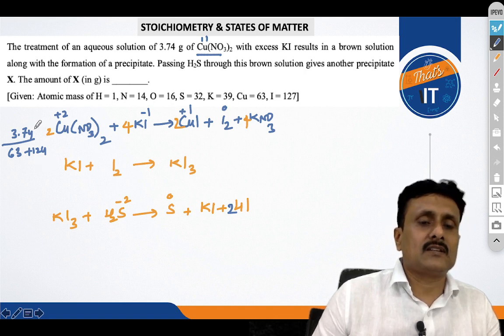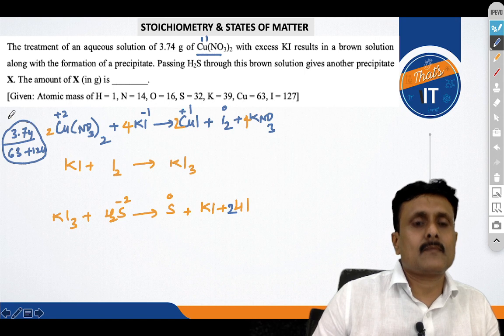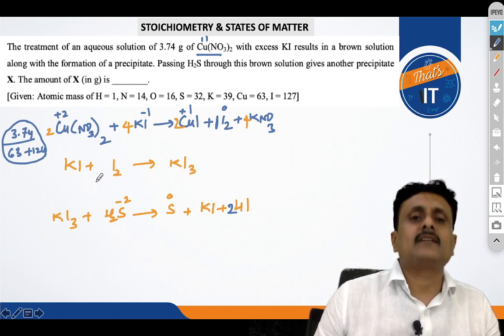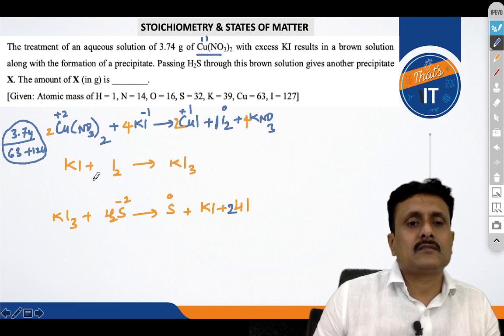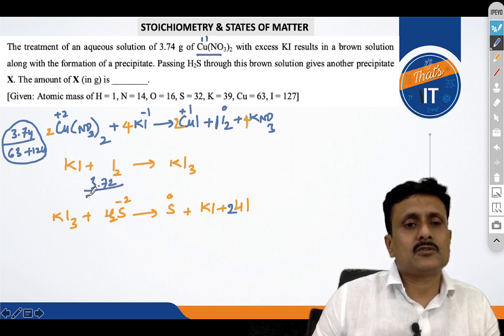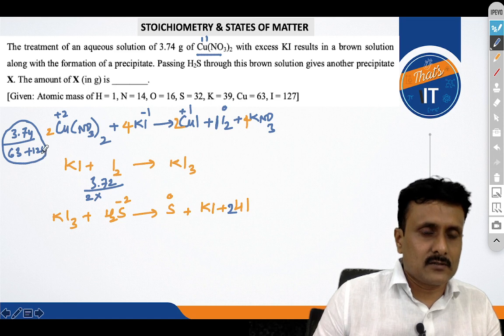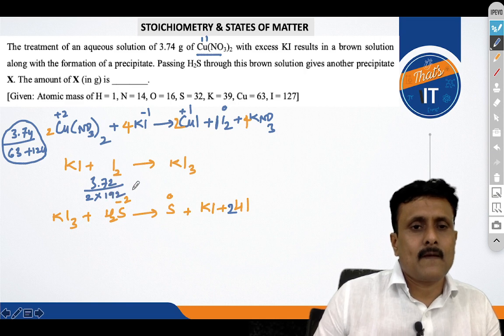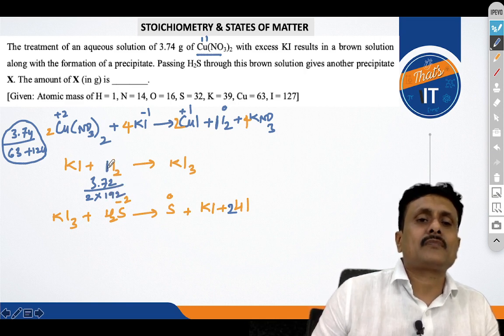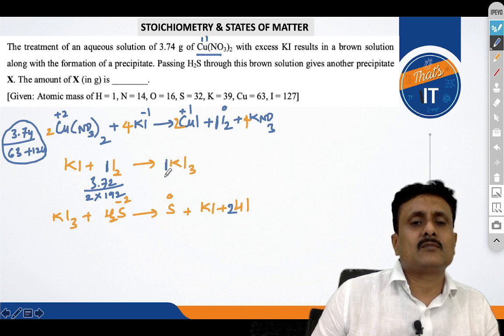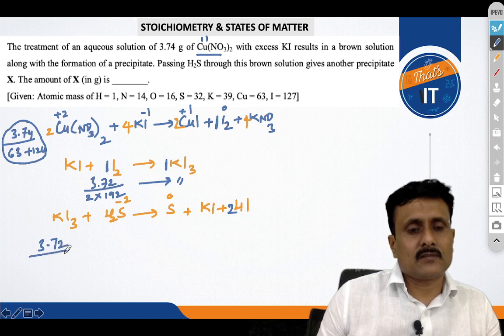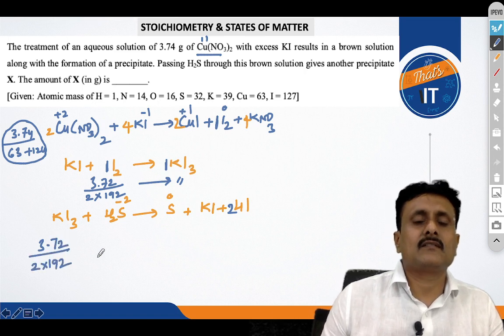Alright, so these are the number of moles of copper nitrate. From here you need to get the moles of iodine. You can see the number of moles of iodine are exactly half. How much? Exactly half. 3.72 divided by 2 into, this value is turning out to be 192, isn't it? Am I right? So these are the number of moles of iodine. 1 mole of this is giving rise to 1 mole. So the same are the number of moles of KI3, 3.72 divided by... I'm not doing the calculation part.